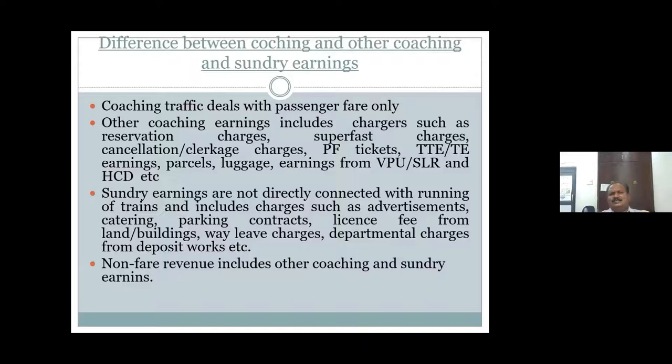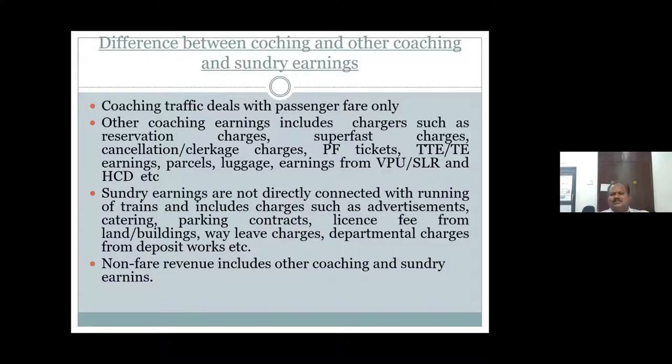So here, under passenger booking, only the passenger base fare is taken into consideration. Always keep this in mind: only base fare is taken as the passenger earning or the coaching earnings. All earnings attached to the passenger traffic, that is the cancellation of tickets, the parcel traffic, the platform tickets, the TT earnings, the parcel earnings, whatever there are, luggage, all these charges attached to the passenger traffic are brought under the other coaching earnings.